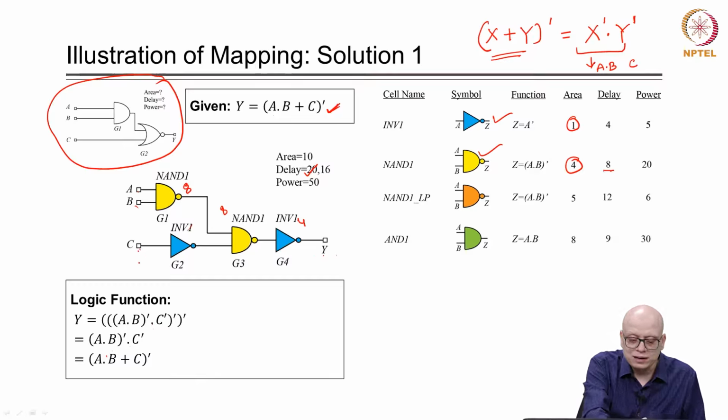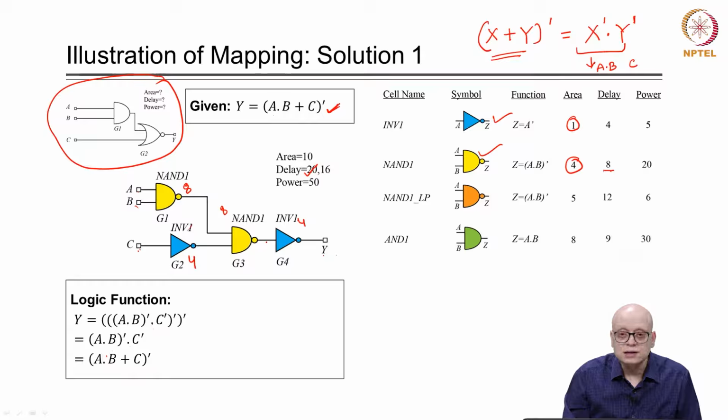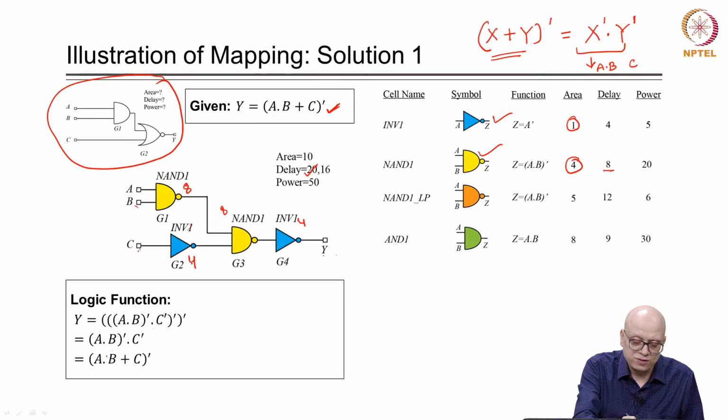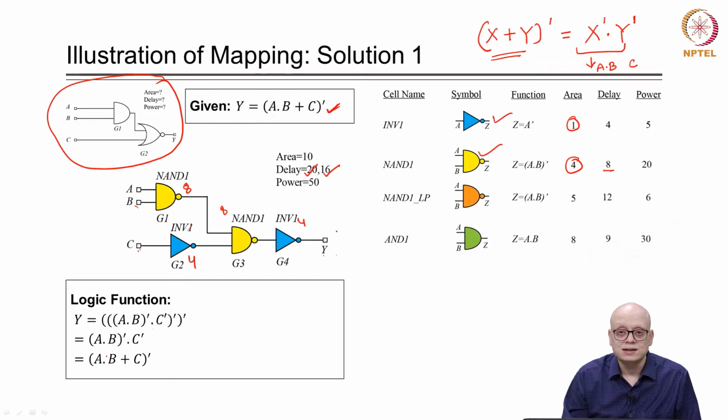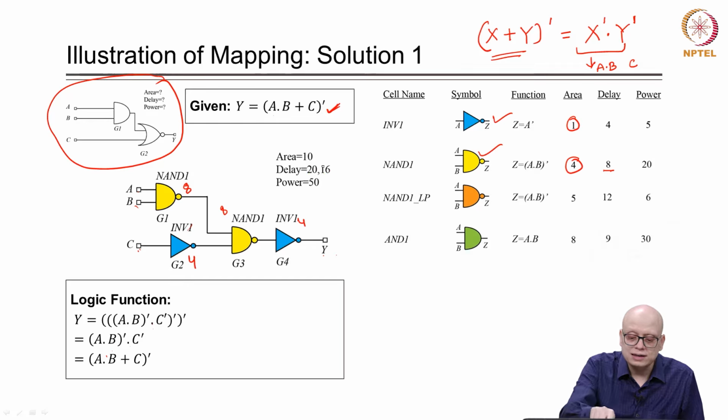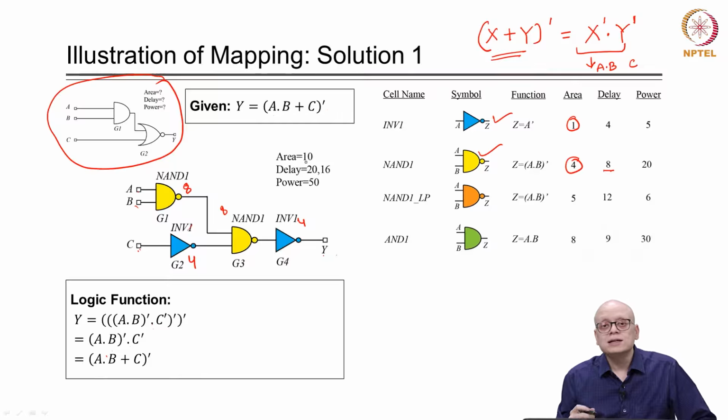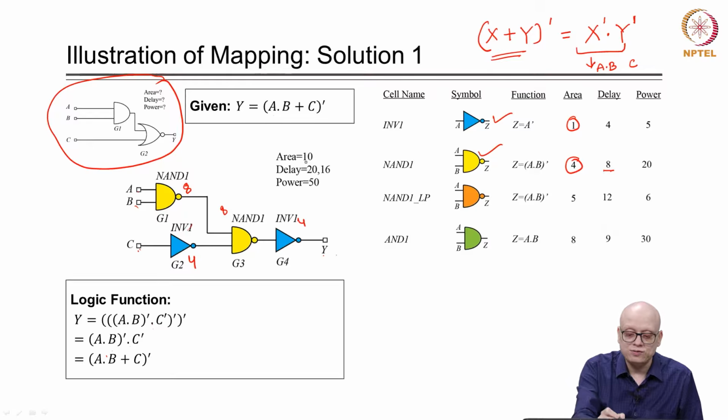And what will be the delay from C to Y? The delay of the inverter is 4, and this one, the NAND gate, is 8, and for the other inverter it is again 4. So 8 plus 4, 12, plus 4, 16. So the arrival time of the signal Y through C will be 16. In a circuit the worst case delay matters. So if we consider the worst case arrival time, in this case it will be 20.